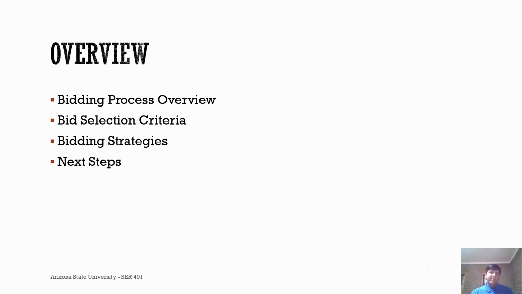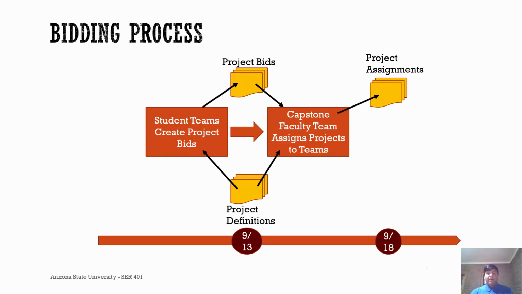Okay, first thing, I'm going to talk about the bidding process, kind of an overall timeline as far as what's happening this week, what's happening next week, and the week after it. Then I'll talk about some of the specific bidding criteria, bidding strategies, and then the next steps for you guys. So first thing is the overall bidding process.